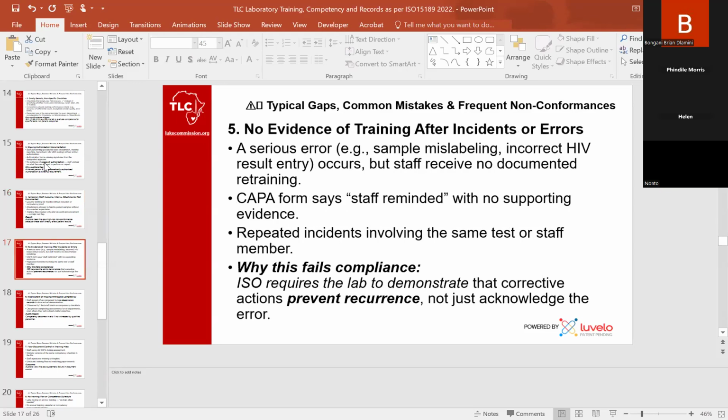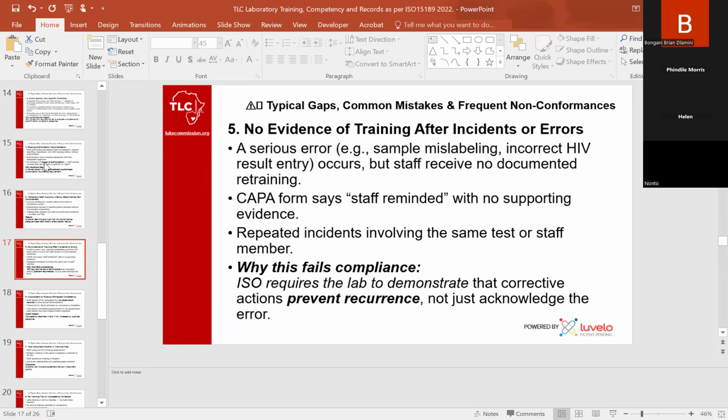Okay, number 5: no evidence of training after incidents or errors. So this is another big thing, an incident or a non-conformance. A serious error, for example sample mislabeling or incorrect HIV result entry, occurs, but staff receive no documented retraining. Okay, that's a non-conformance. The CAPA, the corrective action, preventative action form, says staff were reminded with no supporting evidence.